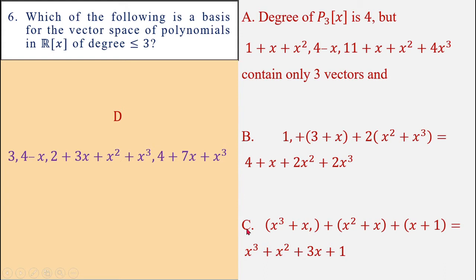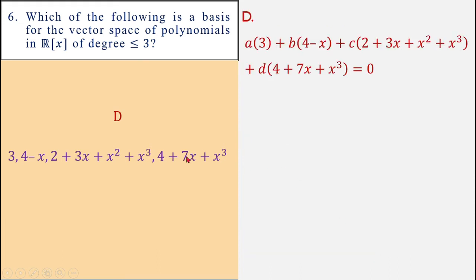Again, similar reason for option C. We have been given 4 vectors, but the fourth vector, x cube plus x square plus 3x plus 1, can be expressed as a linear combination of the first 3. So they are linearly dependent and cannot form a basis for P3. So the correct option is D.